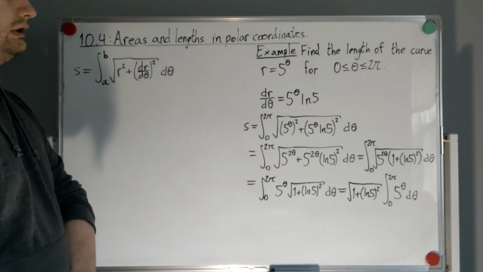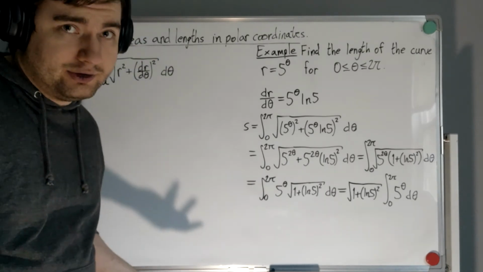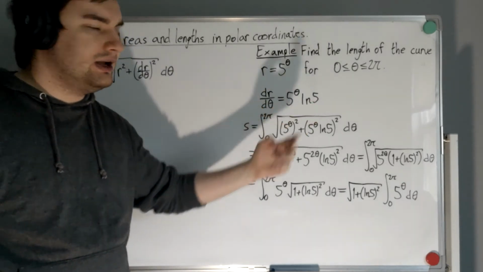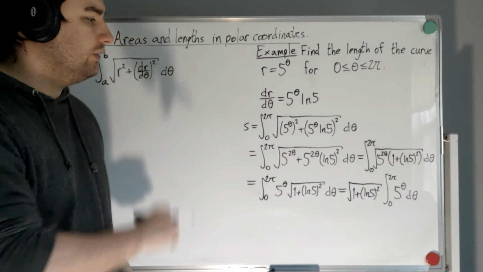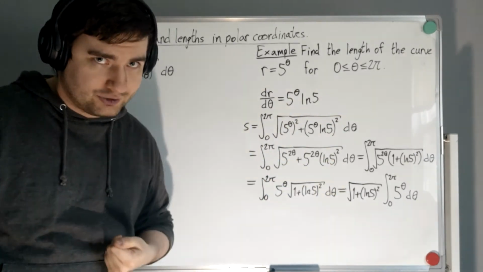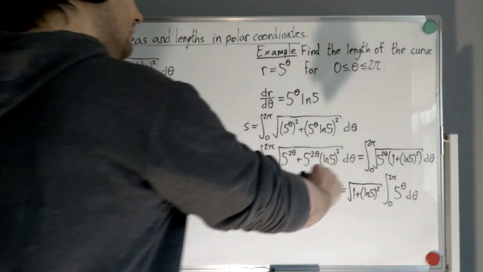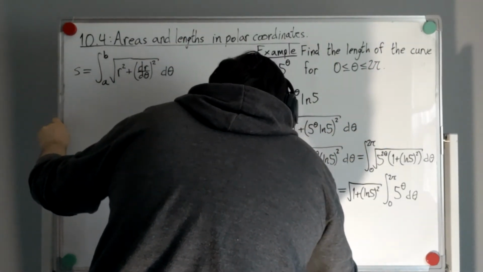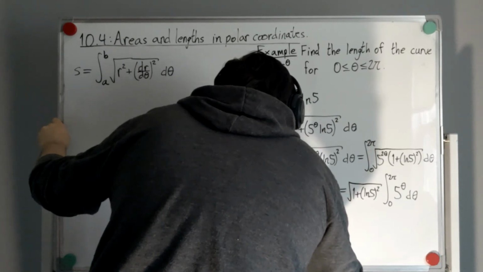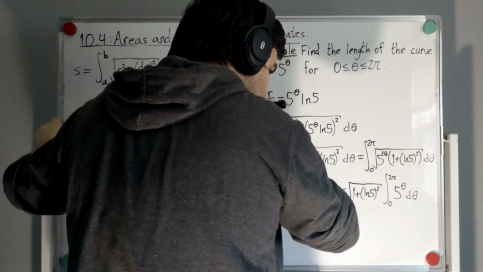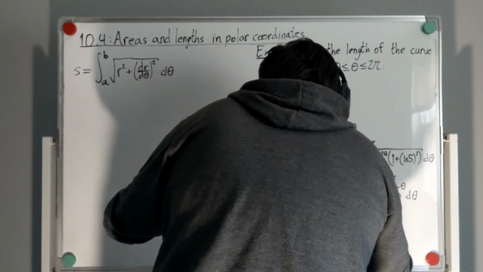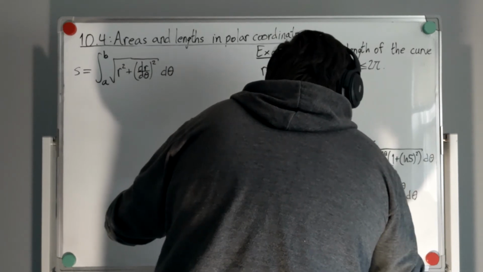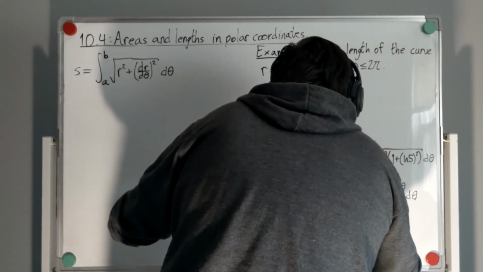All right, so now if you want the antiderivative of 5 to the theta: if you wanted the derivative, you just had to rewrite it and then multiply it by natural log 5. If you want the antiderivative, you have to rewrite it and then divide it by natural log 5. So this becomes the square root of 1 plus natural log of 5 squared times 5 to the theta divided by natural log 5, evaluated from theta equals 0 up to theta equals 2 pi.